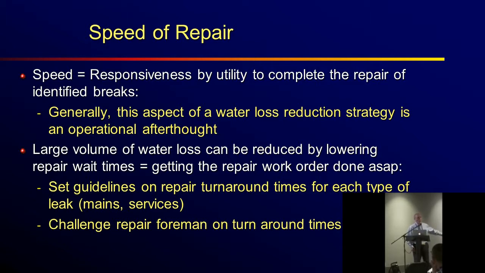How many? 2, 3, 4. I showed you the graph of repaired leaks and systems with high leakage. Large volume of water loss can be reduced by lowering the repair wait times, getting the work order done as quickly as possible. So what we've done in trying to manage this is looking at guidelines to set up repair turnaround times for each type of leak. Service leaks tend to take a little bit longer because of logistics, private property, access to property for repairs. Main breaks are typically turned around very quickly, within 18 hours or 1 day, typically.